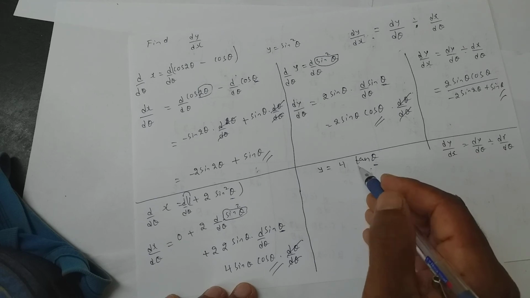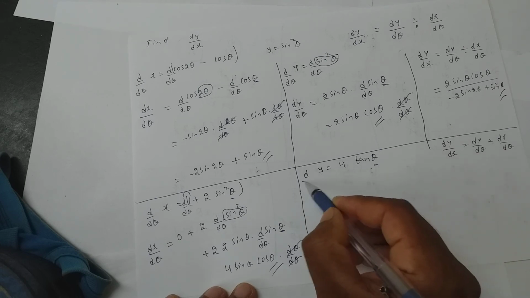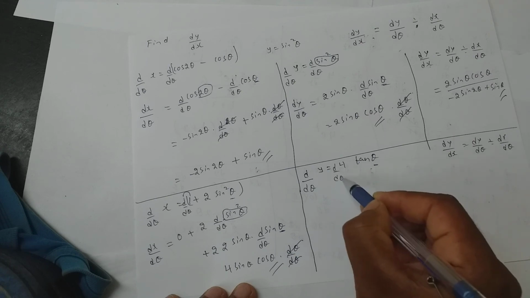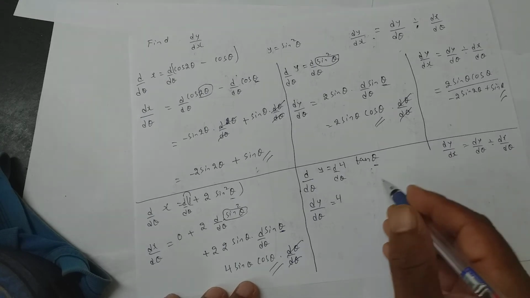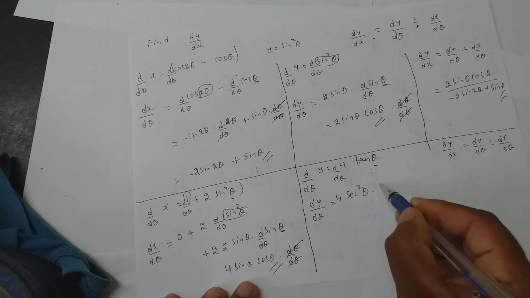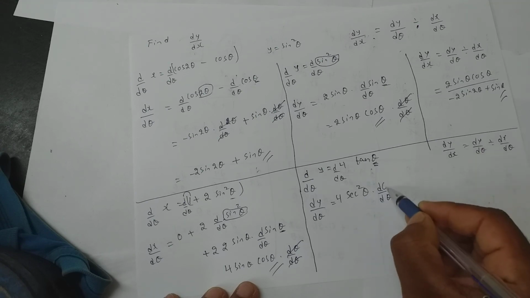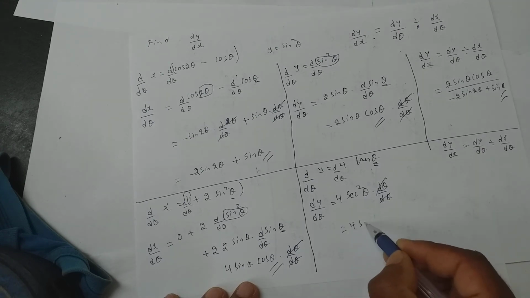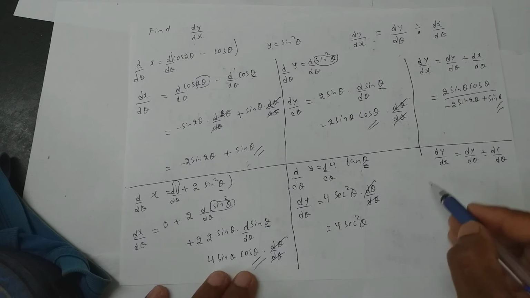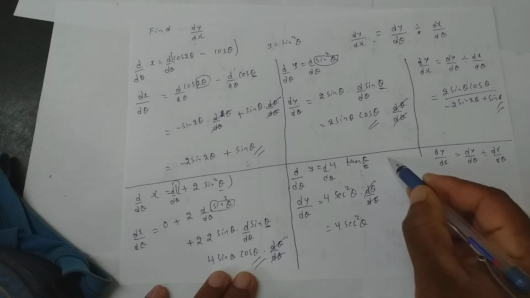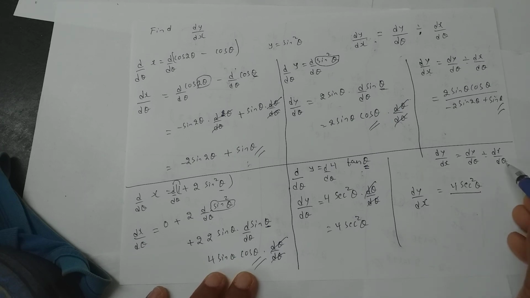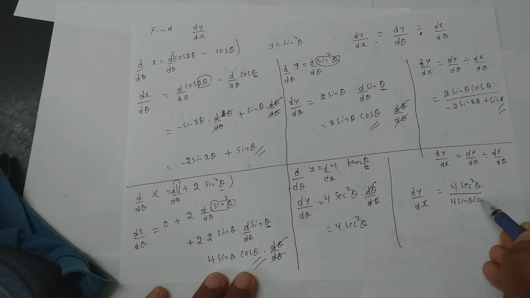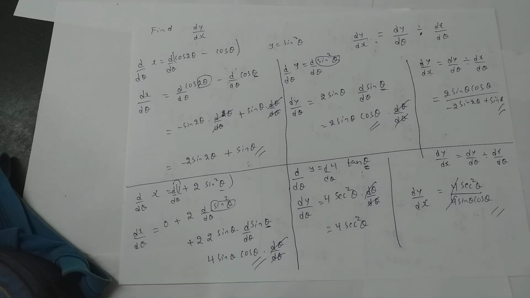Now here, y equal to 4 tan theta. To get dy by d theta, I will differentiate d by d theta on both sides. So dy by d theta equal to 4 will come out. Differentiation of tan theta is secant square theta into d by d theta of theta. This and this gone. So this itself is the answer. So our dy by dx equal to dy by d theta, 4 secant square theta, by dx by d theta, 4 sin theta cos theta. Do till here, further simplification we'll learn later.